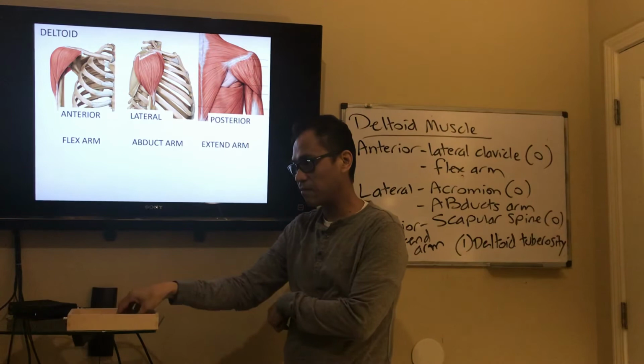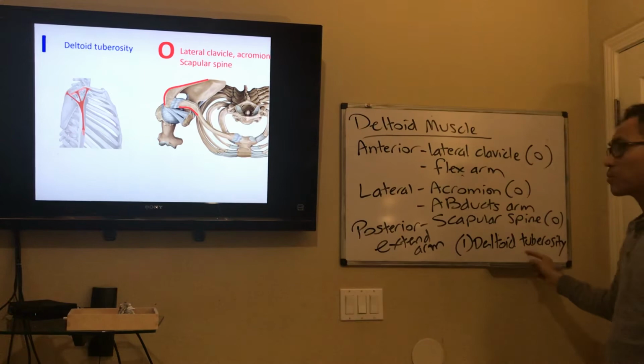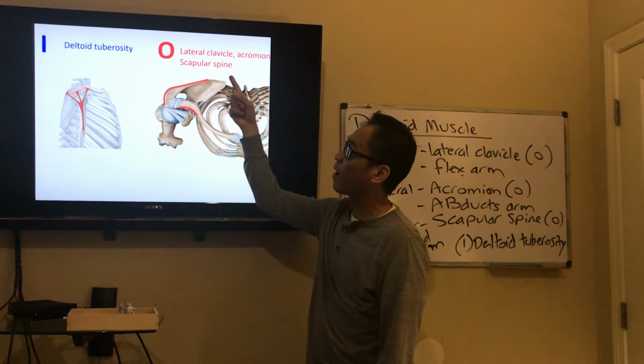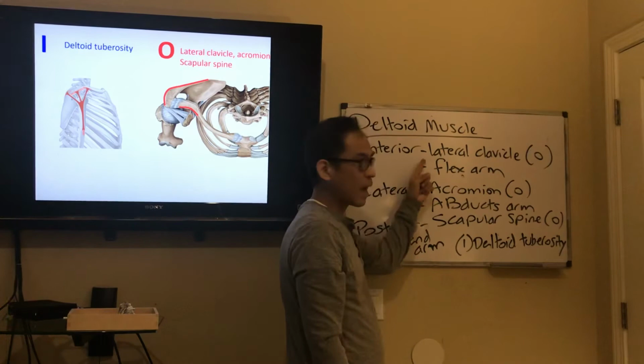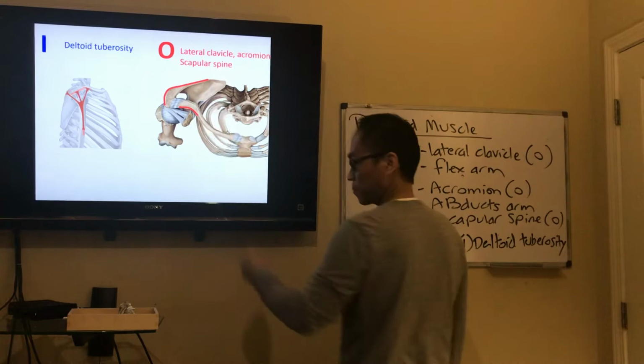Here's a picture of these O's and I's. The insertion right there, the deltoid tuberosity. I got it down here. So let's describe the deltoid tuberosity as being on the lateral aspect, about mid-shaft humerus. I use this picture again to outline the three origins. Lateral clavicle, right there. Acromion, right there. And then scapular spine, posteriorly, right there. So you had a better view of it in that picture.